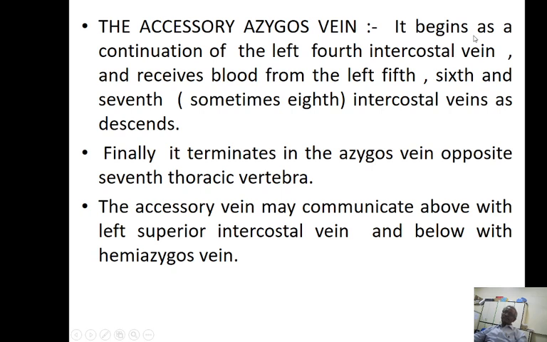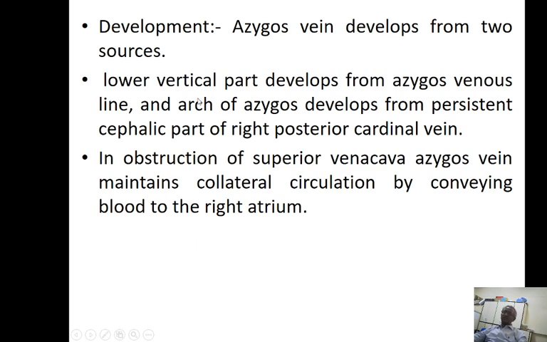The accessory azygos vein begins as a continuation of the left 4th intercostal vein and receives blood from the left 5th, 6th, and 7th intercostal veins as it descends. Finally, it terminates in the azygos vein opposite the 7th thoracic vertebra. The accessory vein may communicate above with the left superior intercostal vein, and below with the hemiazygos vein.